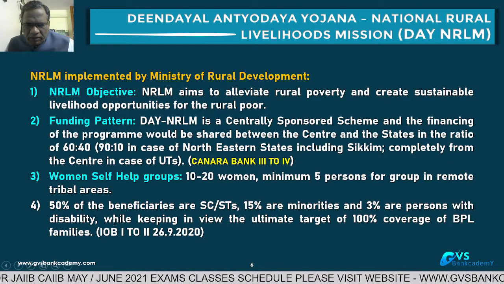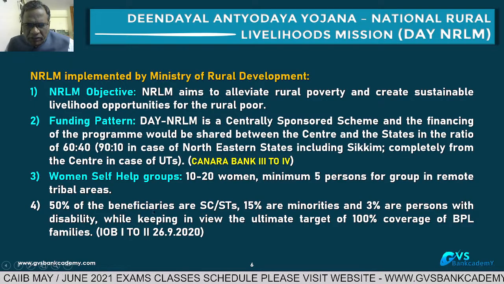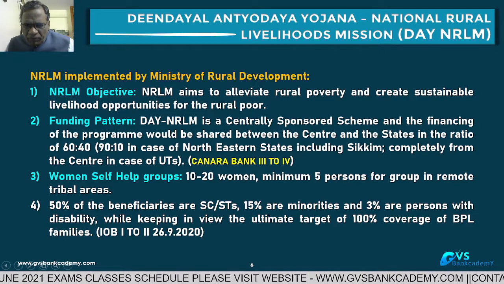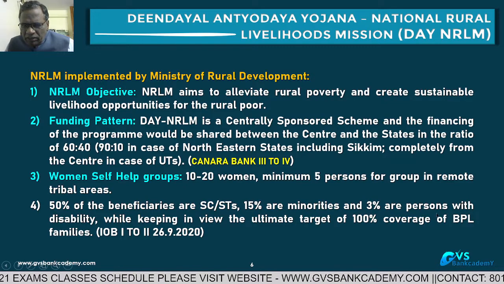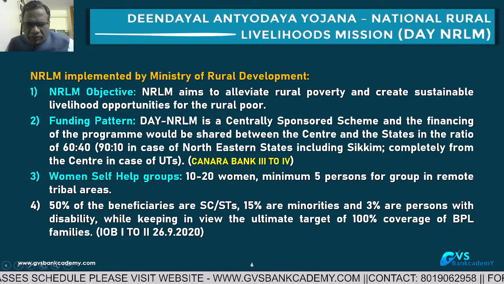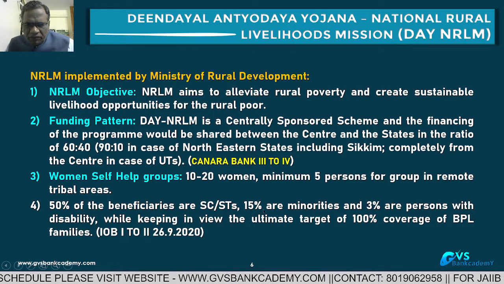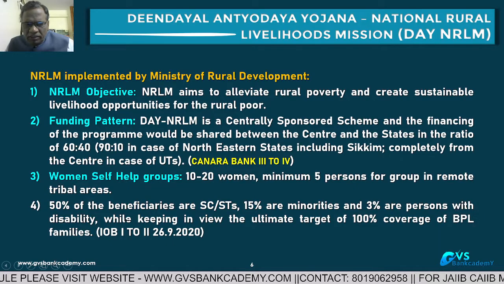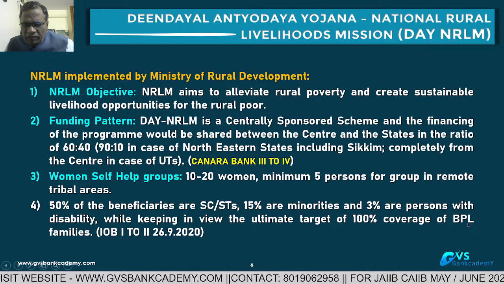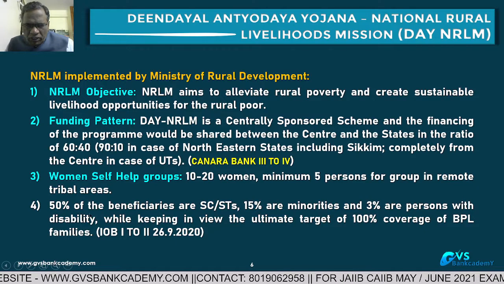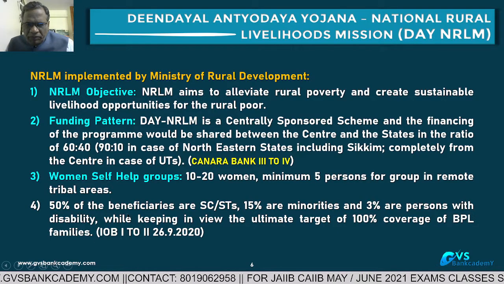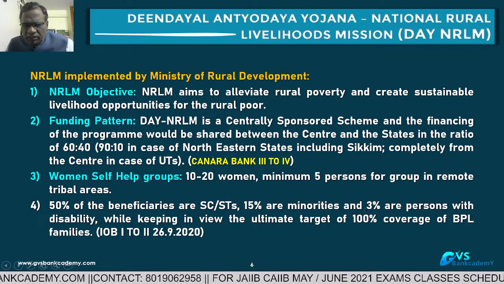Fourth point. This is very, very important. Out of the total beneficiaries, 50% belong to SC and ST, 15% are minority communities, and 3% are persons with disability. So, the percentages are very important. While formulating plans, there must be 100% coverage of BPL, below poverty line. Whatever the percentages are, these people come from below the poverty line. So, 50% of beneficiaries are SC/ST, 15% are from minorities, 3% are with disability.